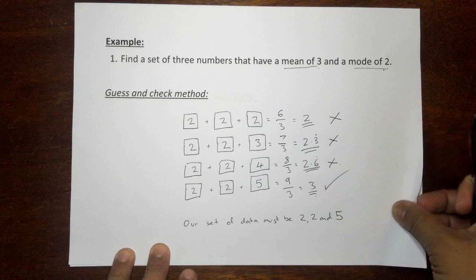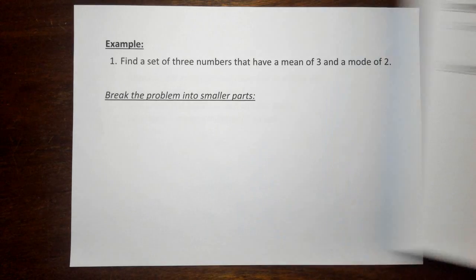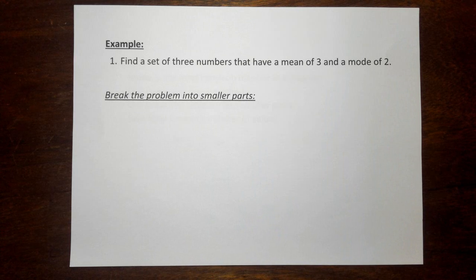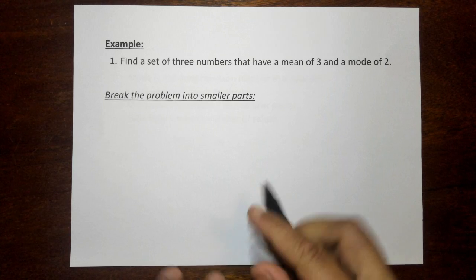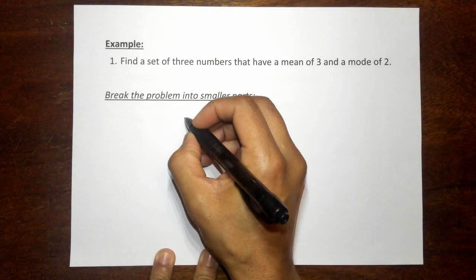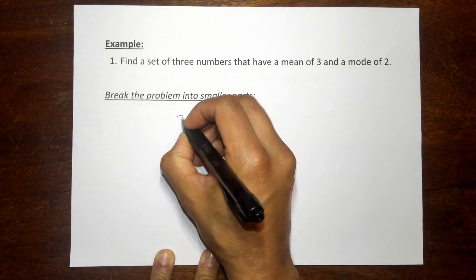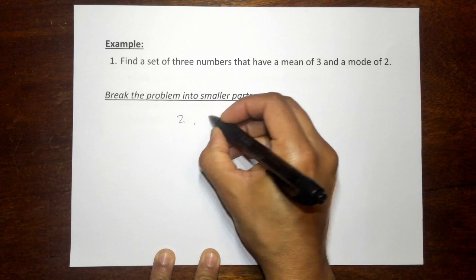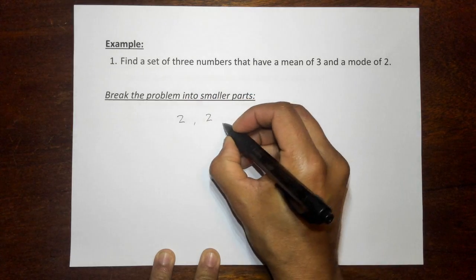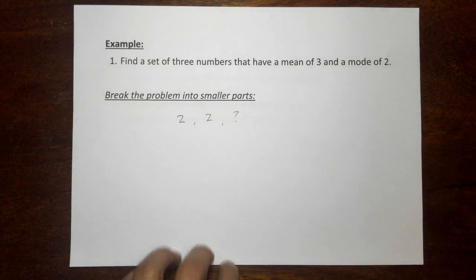Let's have a look and see if we can try another way of doing this. We're going to break the problem into smaller parts. So what we're going to do with this one is we're going to try a different way, different attack. First of all, we know already that we have 2 and 2. We know that for certain. We just don't know what that final number is.